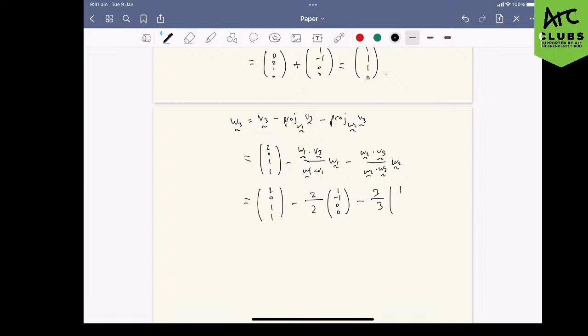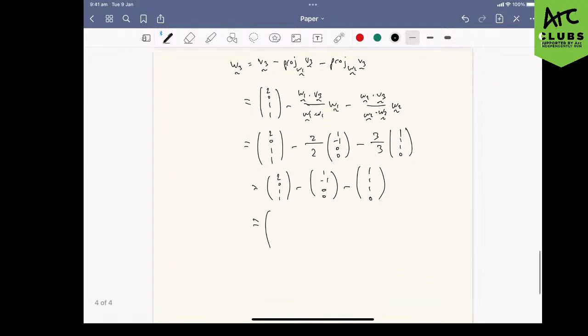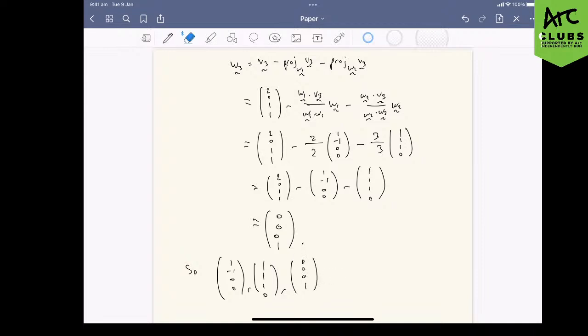And W2 is 1110. So this is just (2, 0, 1, 1) minus (1, -1, 0, 0) minus (1, 1, 1, 0), which gives us (0, 0, 0, 1). Okay, so what this is saying is we found the orthogonal basis vectors. So (1, -1, 0, 0), (1, 1, 1, 0), and (0, 0, 0, 1) form an orthogonal basis for W.